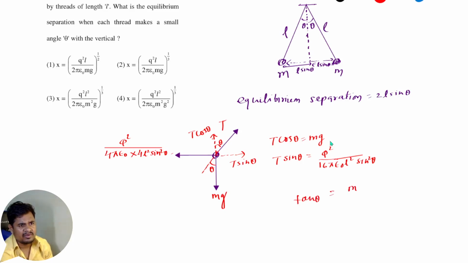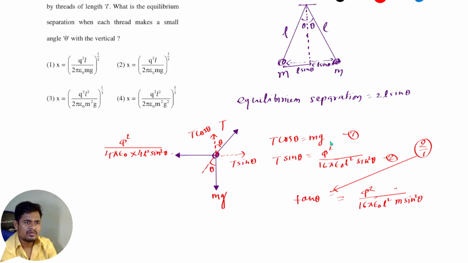So we will get the value of tan theta here. Let's say this is 1 and this is 2. So 2 by 1 will give you tan theta, and tan theta if you calculate here will become q square by 16 pi epsilon naught L square m g times sin square theta.